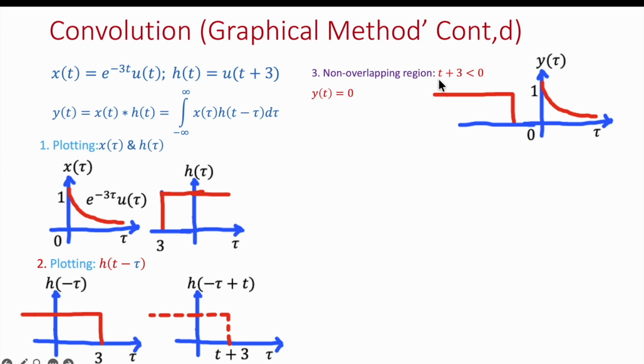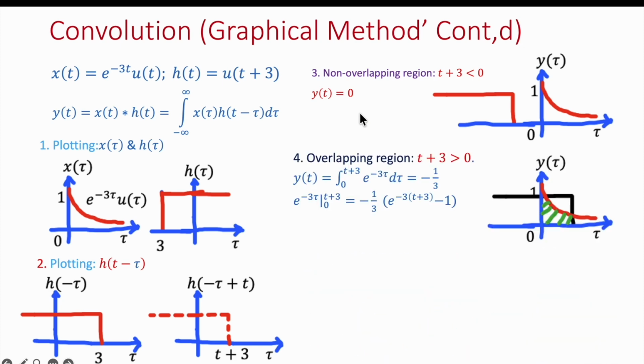So we will discuss the non-overlapping region. The non-overlapping region will be the region where t plus 3 is less than 0. We have an input signal from 0 to infinity, but the impulse response, which is the unit step signal, or you can say the shifted version, is basically from minus 3 to infinity. So these two are non-overlapping regions, so the answer will be 0 because we don't have an overlapping region. That is why their convolution will be equal to 0.